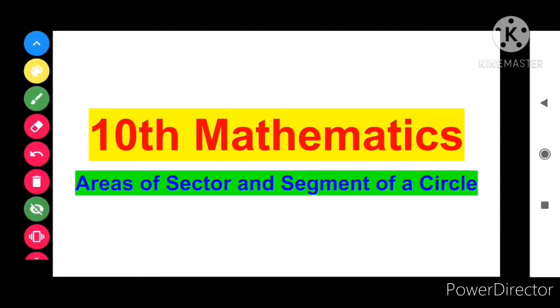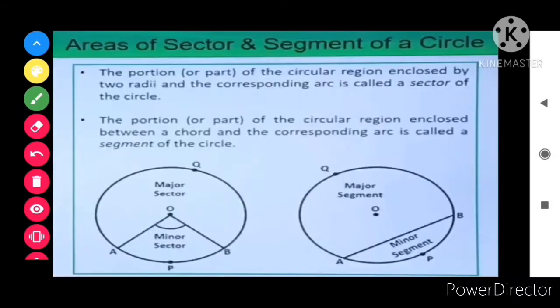Today we are going to discuss 10th class mathematics. The topic is areas of sector and segment of a circle. First of all, we should know what is a sector of a circle and what is segment of a circle. Let us see, you observe the picture, it is a circle.